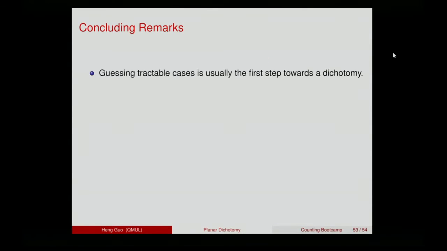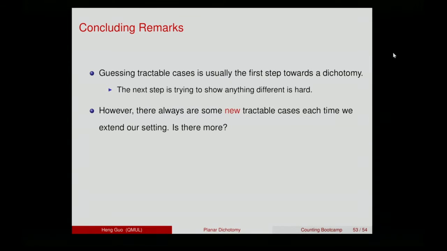Okay, so let's finish my talk with some remarks. In proving these dichotomy theorems, the first thing, at least what I do, is to guess the tractable cases, and the next step is just to show anything else is hard. However, each time I do these things, there are always some new tractable cases. When we go from CSP to Holant, we discover these vanishing things. When we go from Holant to planar Holant, we discover this orientation counting stuff.